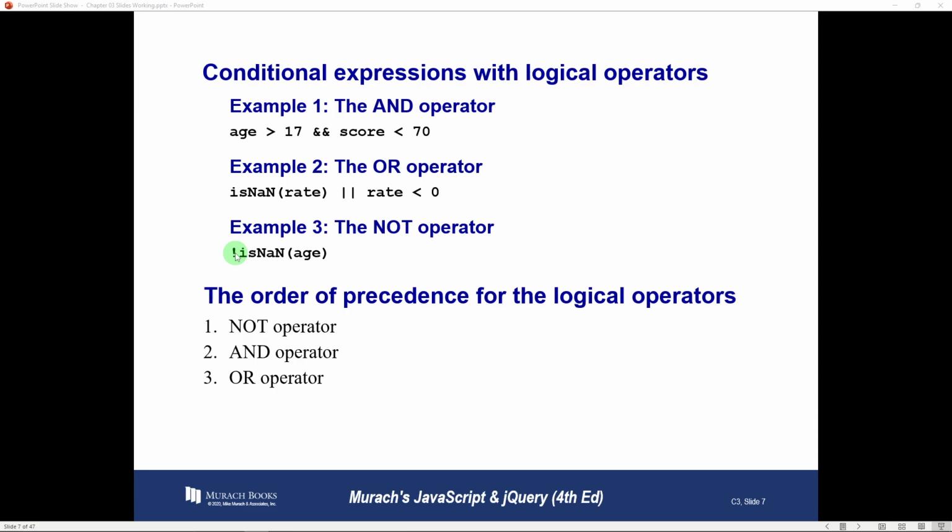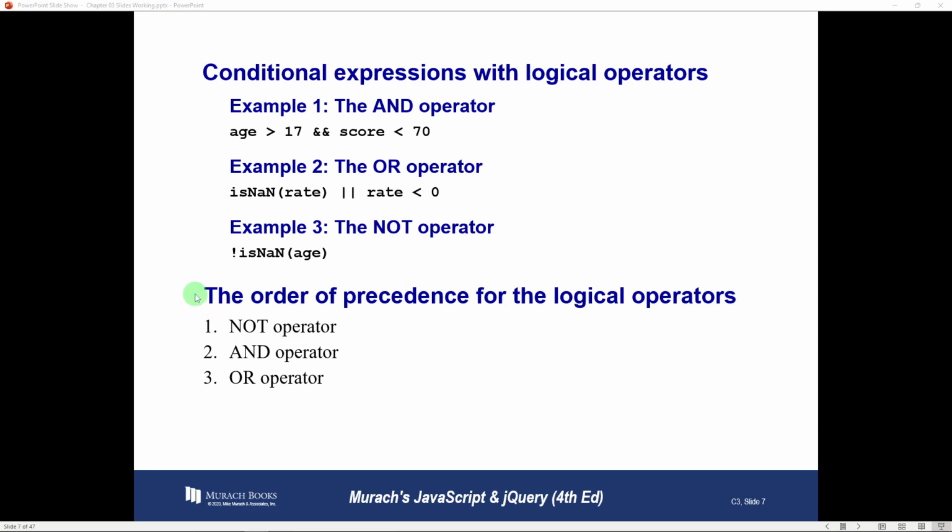All right, some things you got to know. I've talked about these, an expression on the left, an expression on the right, but we can have a chain of these. If age is 17 and score is less than 70 and birthday is in January, we could extend this out and have 3 or 4 or more operators included in there. And if that's the case, we need to understand the order of precedence for logical operators.